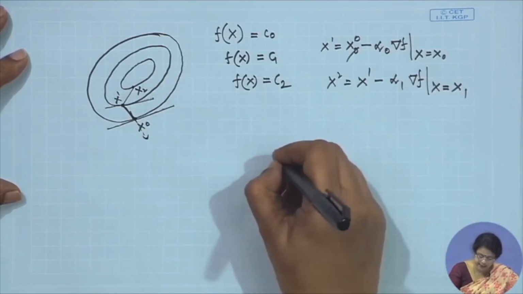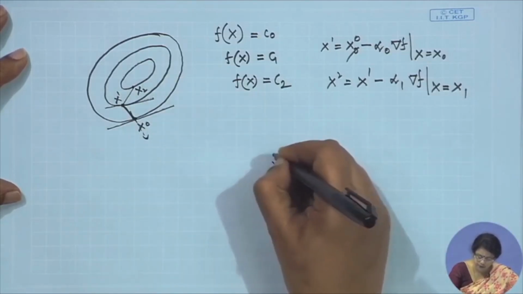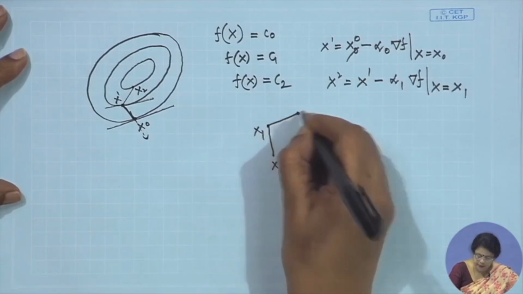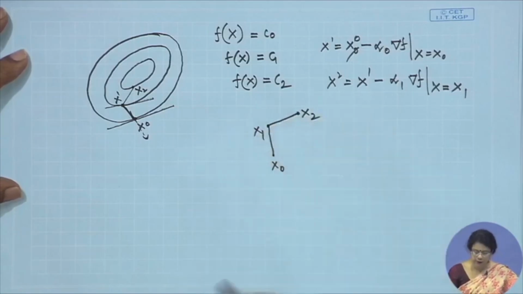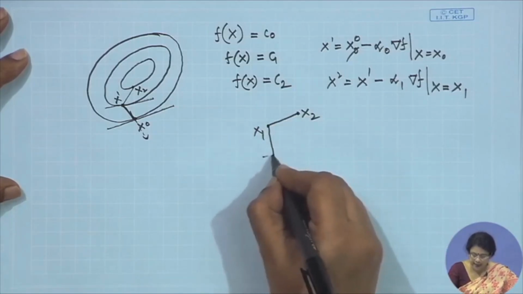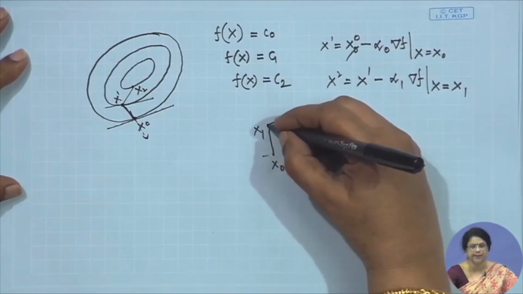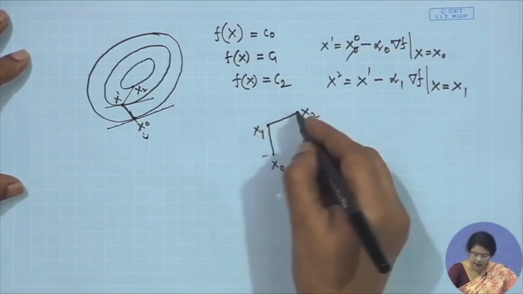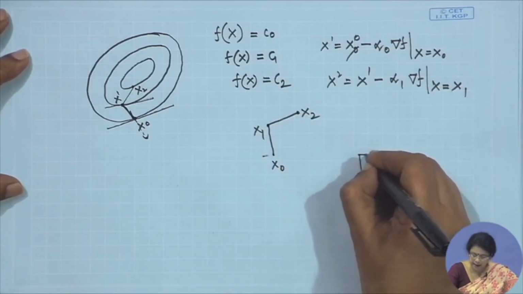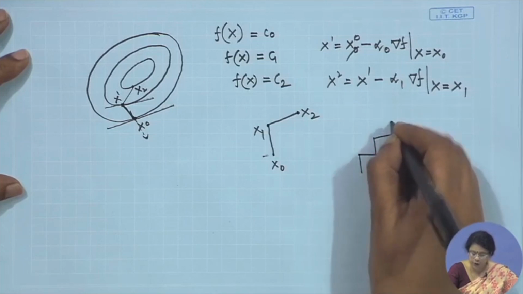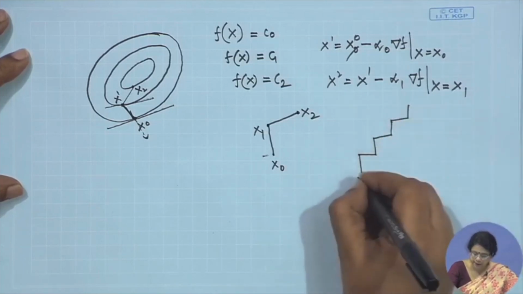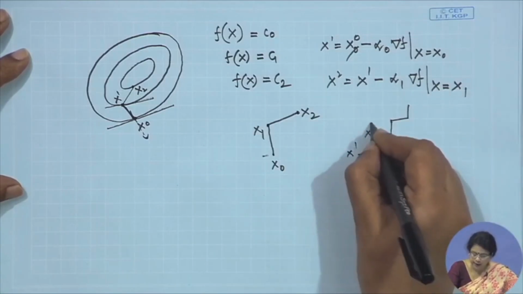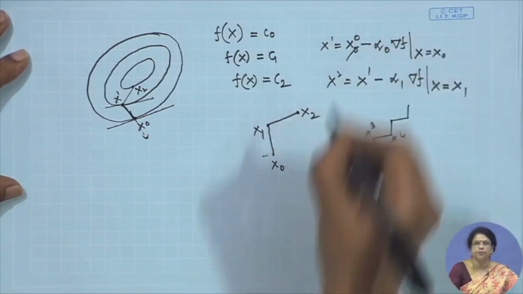Now, if we consider three points, x naught, x1 and x2, what do you see? At x naught we consider the gradient direction, and again from x1 we are considering the gradient direction. That is why it will always take a zigzag path like this to reach the optimal solution at different iterations: x naught, x1, x2, x3, x4 like this.